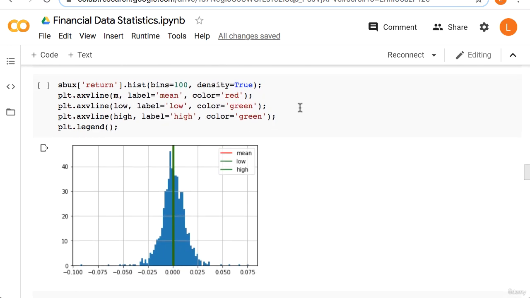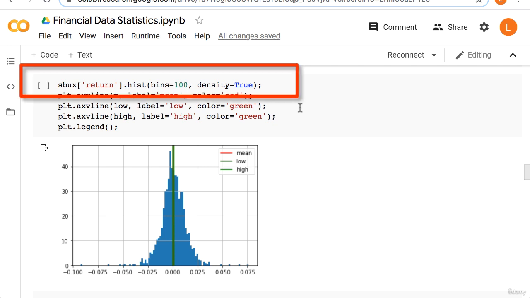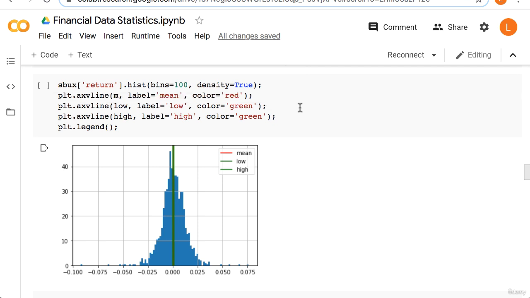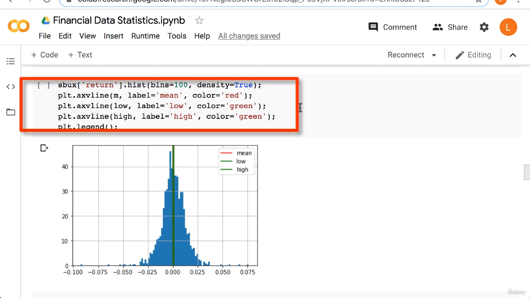Next, we are going to plot the confidence interval on top of the histogram of the returns. First, we need to actually plot the histogram of the returns. So that's the hist function, same as what we had earlier. Next, I'm going to call the function axvline to draw vertical lines on the plot. The first vertical line will be located at the location M. I'll label this with the string mean and make it the color red.